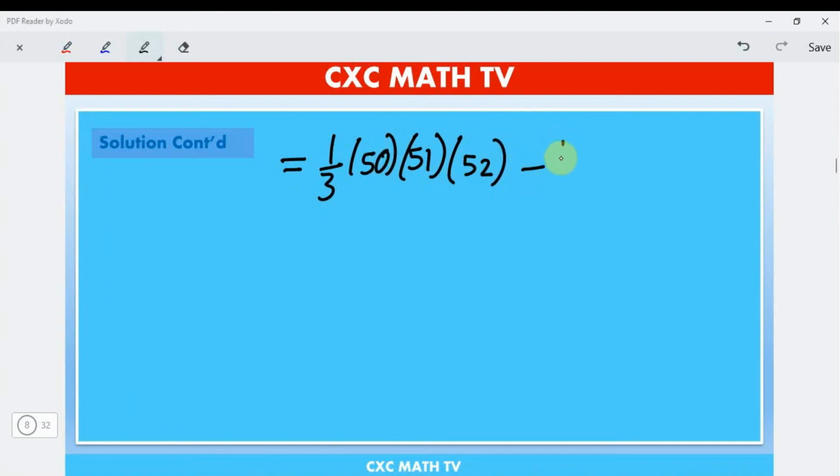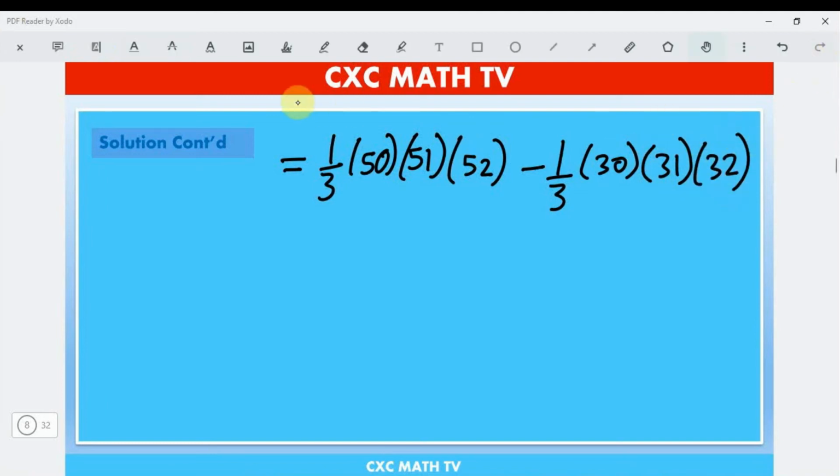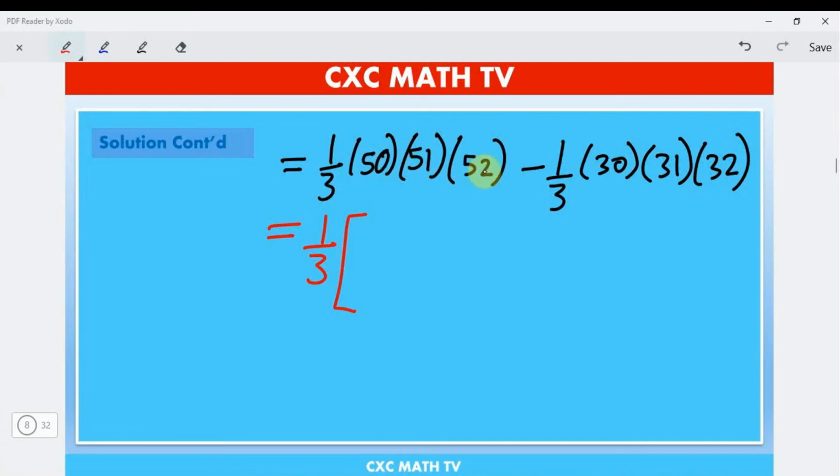Then we're subtracting 1 over 3 times, replace n with 30, that's 30 times 31 times 32. That's what we have. So then we just need to simplify this. This is going to be factor out 1 over 3 and we have 50 times 51 times 52 minus 30 times 31 times 32.